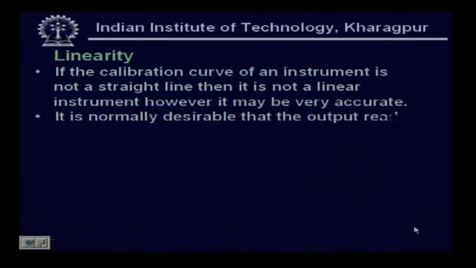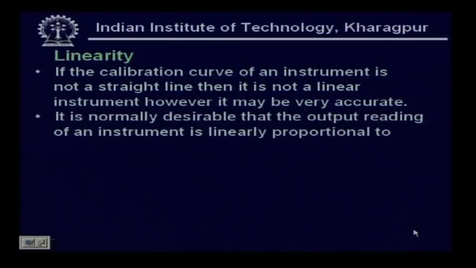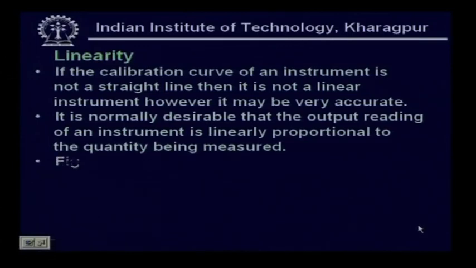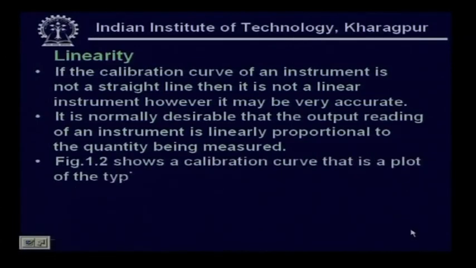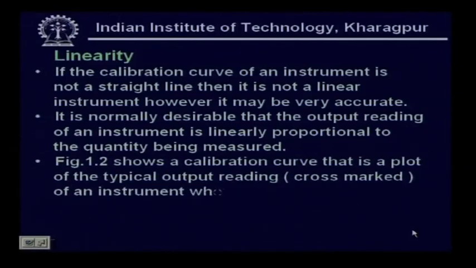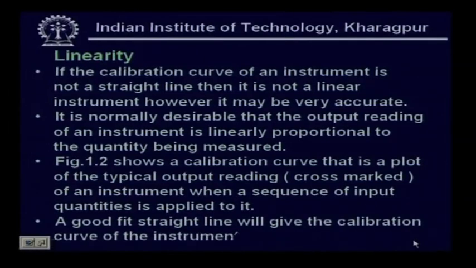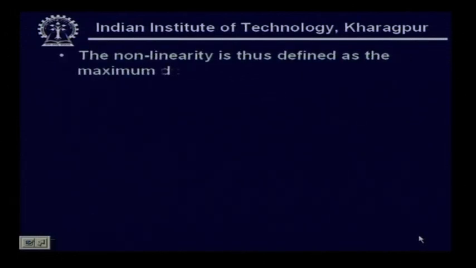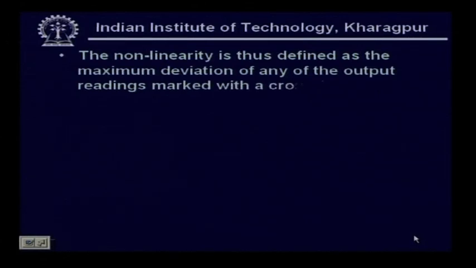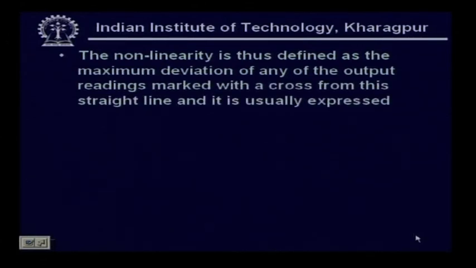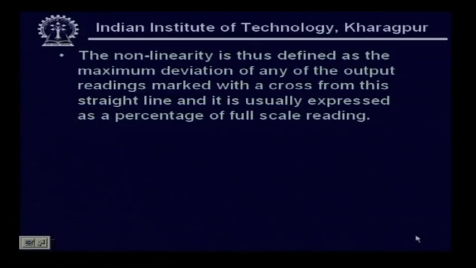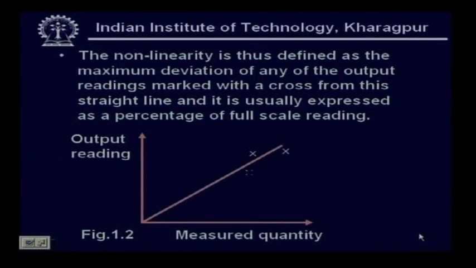Now, it is normally desirable that the output reading of an instrument is linearly proportional to the quantity being measured. Figure 1.2 shows a calibration curve, that is a plot of the typical output readings, cross marked, of an instrument when a sequence of input quantities is applied to it. A good fit straight line will give the calibration curve of the instrument. Nonlinearity is thus defined as the maximum deviation of any of the output readings marked with a cross from the straight line, and it is usually expressed as a percentage of the full scale reading.